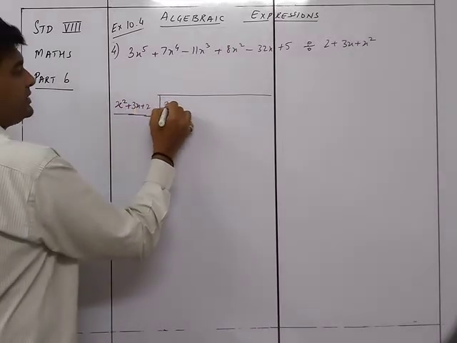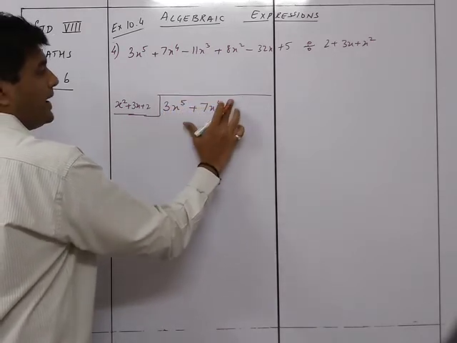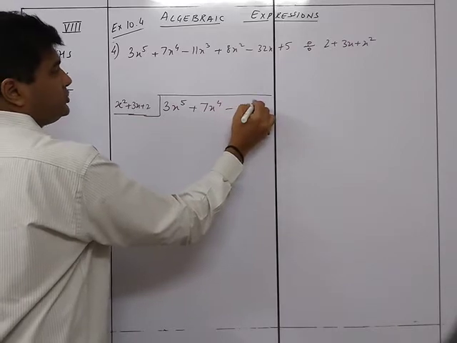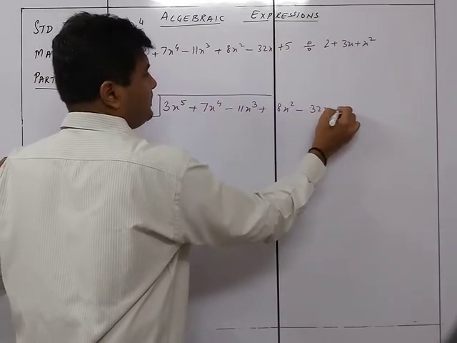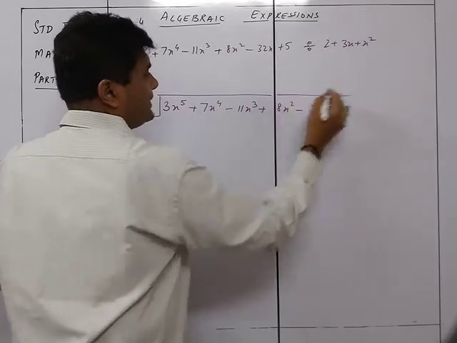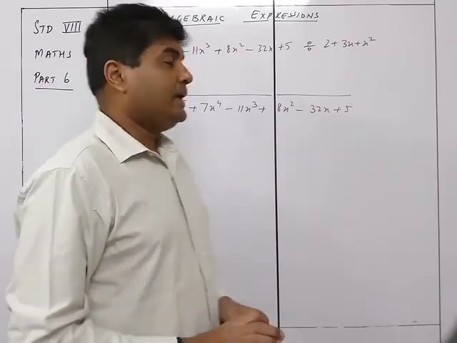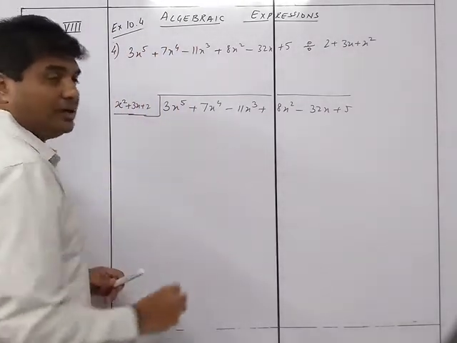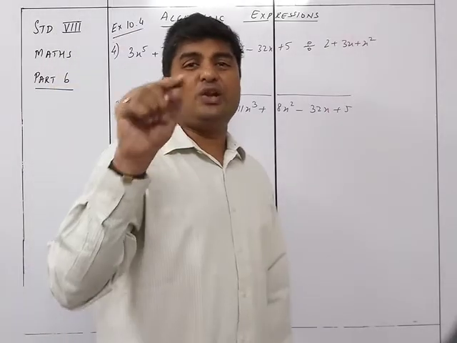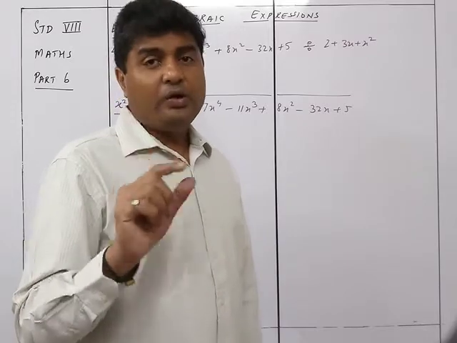And here you will be having 3x raised to 5 plus 7x raised to 4 minus 11x raised to 3 plus 8x square minus 32x plus 5. Now remember one thing, in case any of this number would have not been there, that means यहाँ पे 5 दिया है, 4 दिया है, समझो 3 नहीं दिया होता है, डायरेक्टली स्क्वायर होता, then you would have to take 0x raised to 3 in between. Okay, whenever something is missing, you will take it as 0.